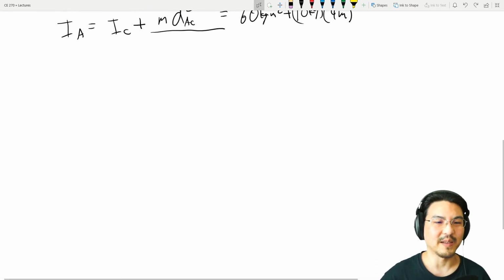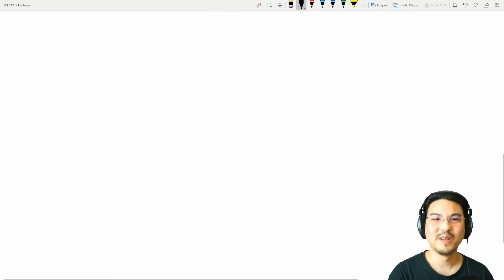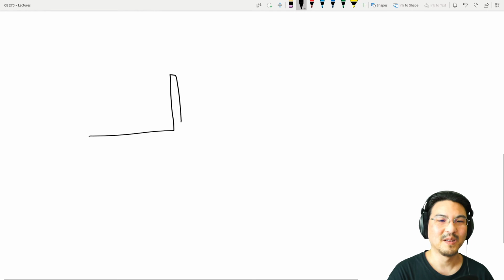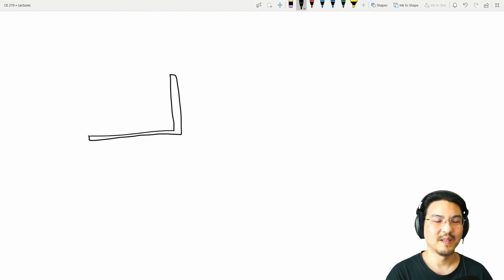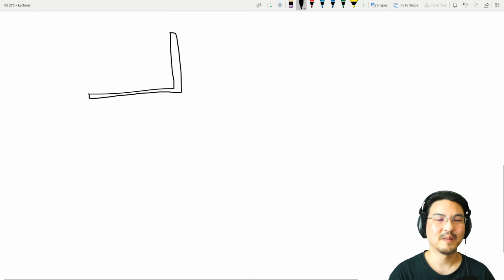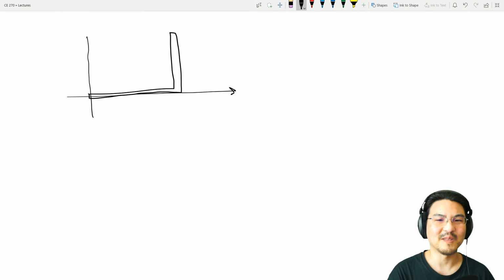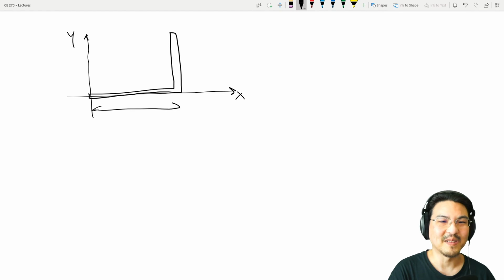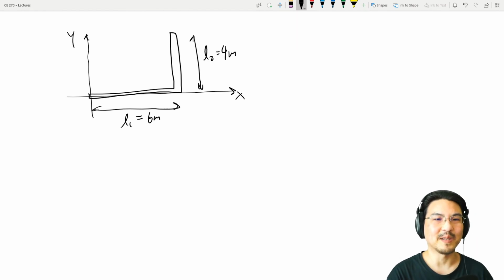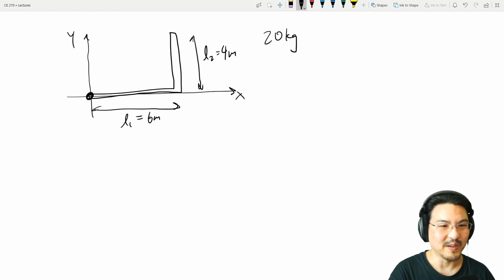Now let's do that example from the other video with that L-shaped bar, which I was mentioning. You can integrate. In theory, that's how I explain the concept, but that's not really how you would solve it practically. So let me just make up some values. Let's say this is L1, 6 meters. This is L2, 4 meters. And let's say the entire L-shaped bar is 20 kilograms. Okay, what's the moment of inertia about right here? The z-axis.